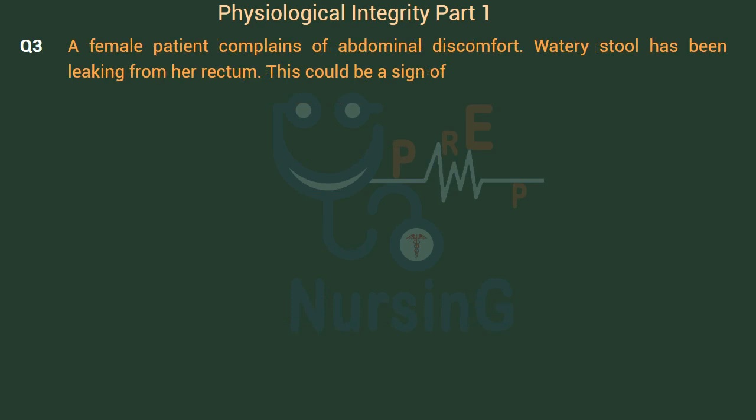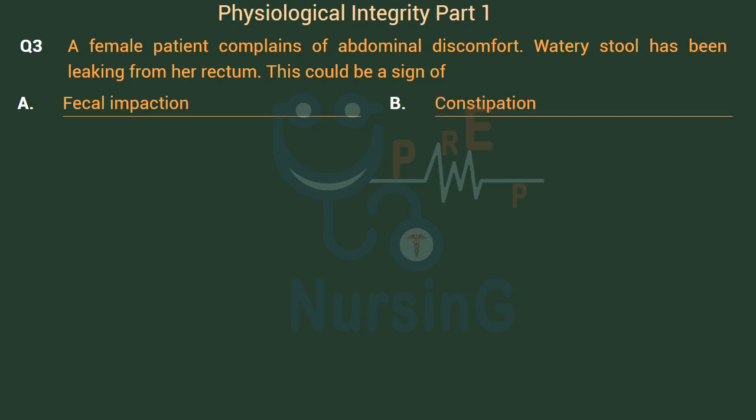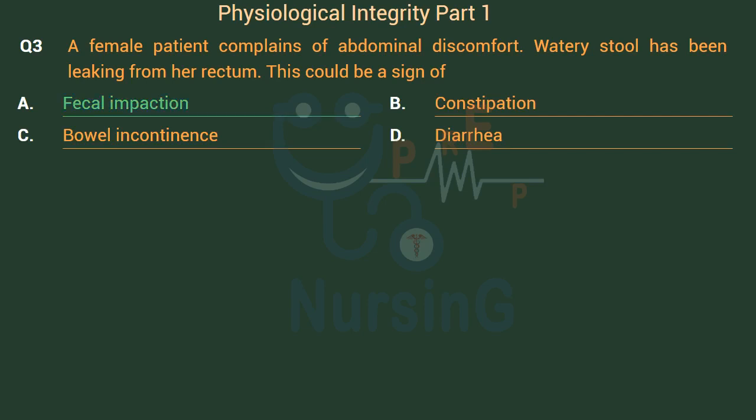A female patient complains of abdominal discomfort. Watery stool has been leaking from her rectum. This could be a sign of: Option A. Fecal impaction. Option B. Constipation. Option C. Bowel incontinence. Option D. Diarrhea. Right answer is Option A.